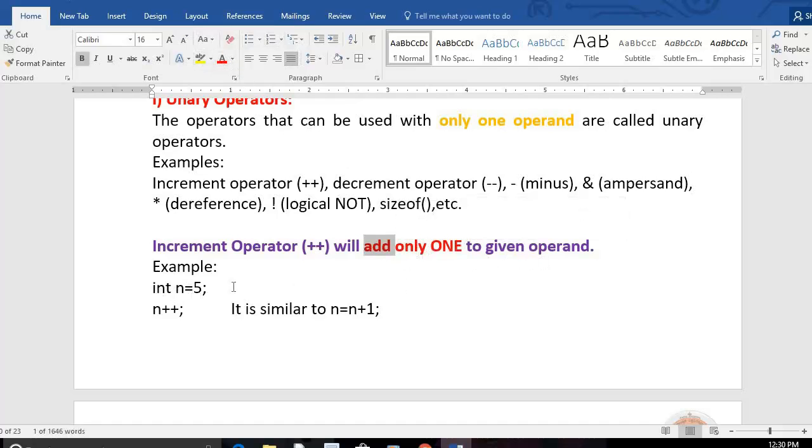See the example. int n equals to 5. In n, 5 is there. What is there in n? 5 is there. n plus plus means what, do you know?